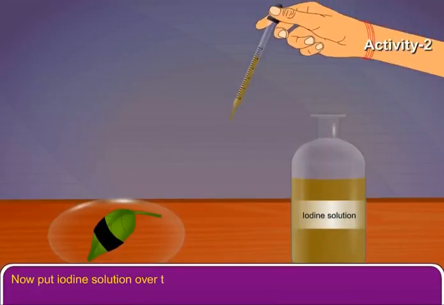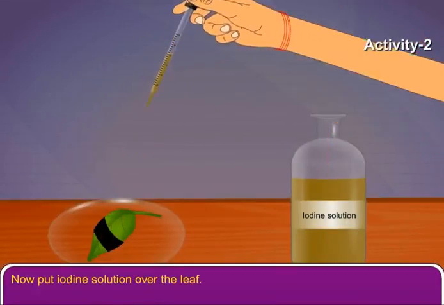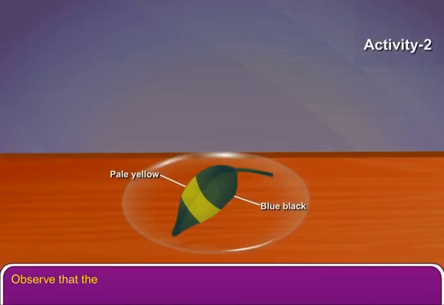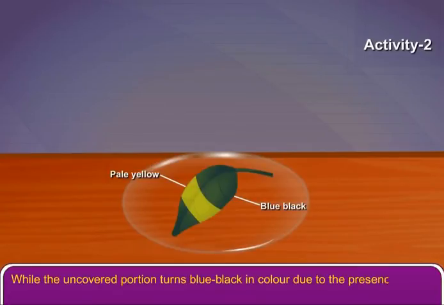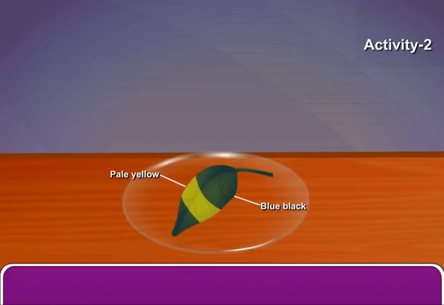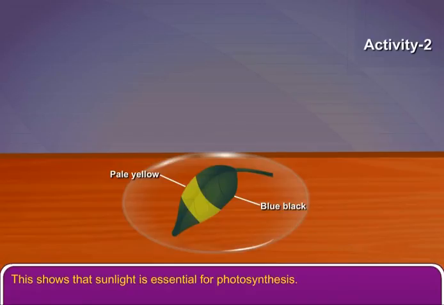Now put iodine solution over the leaf. Observe that the covered portion of the leaf remains pale yellow in color, while the uncovered portion turns blue-black in color due to the presence of starch. This shows that sunlight is essential for photosynthesis.